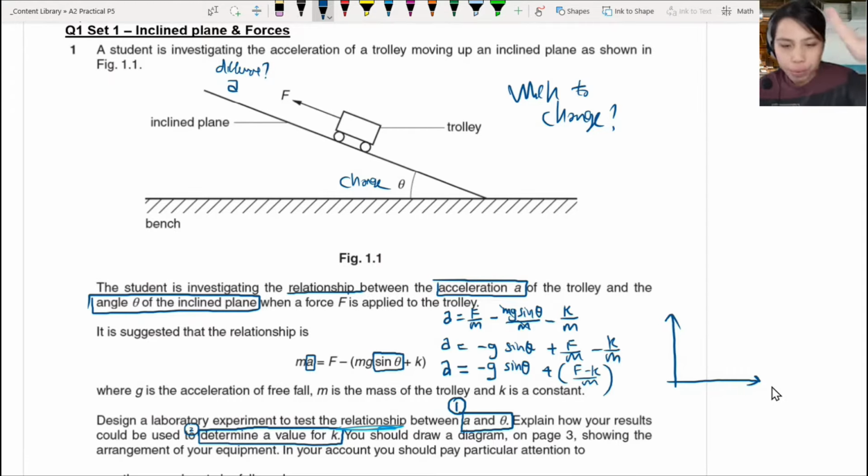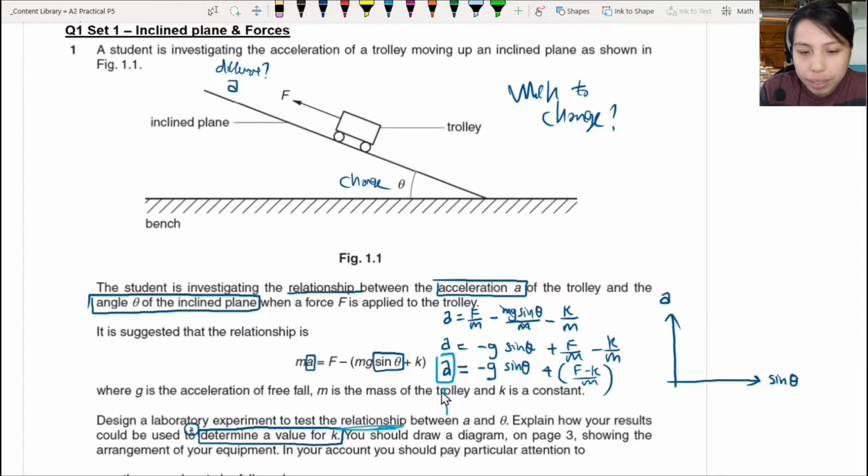Okay, so whatever we're going to change, we put on the horizontal axis. So we say theta. Then we see, for every theta, what is the acceleration? Now, the reason why we use sine theta is because of this y-axis. This is our y. The x-axis is sine theta. This is our x. A equals something plus something. This is the straight line equation already. y equals mx plus c.